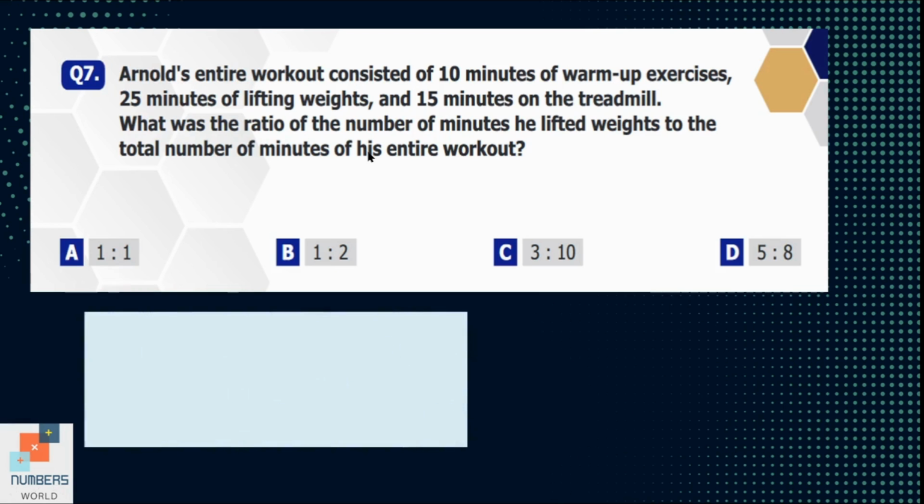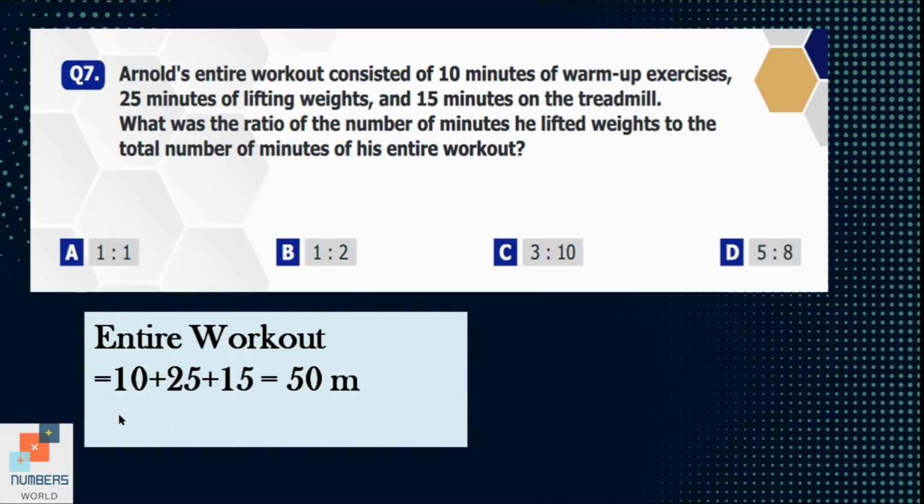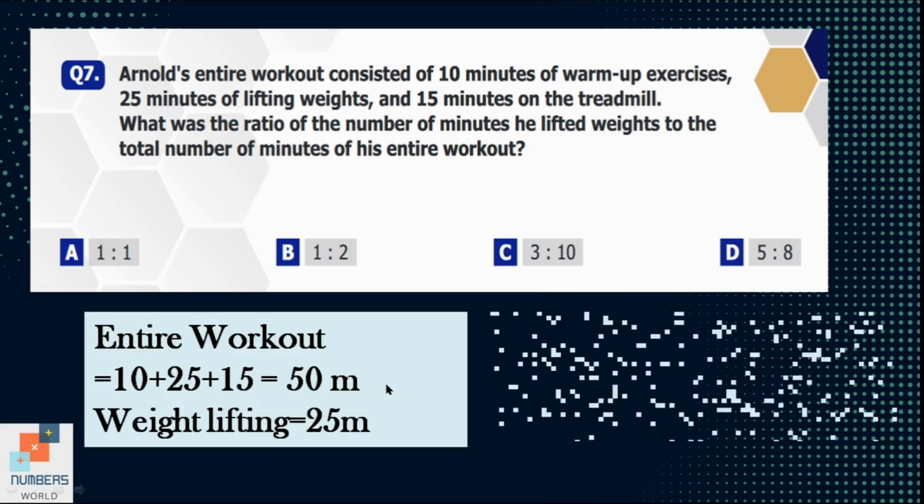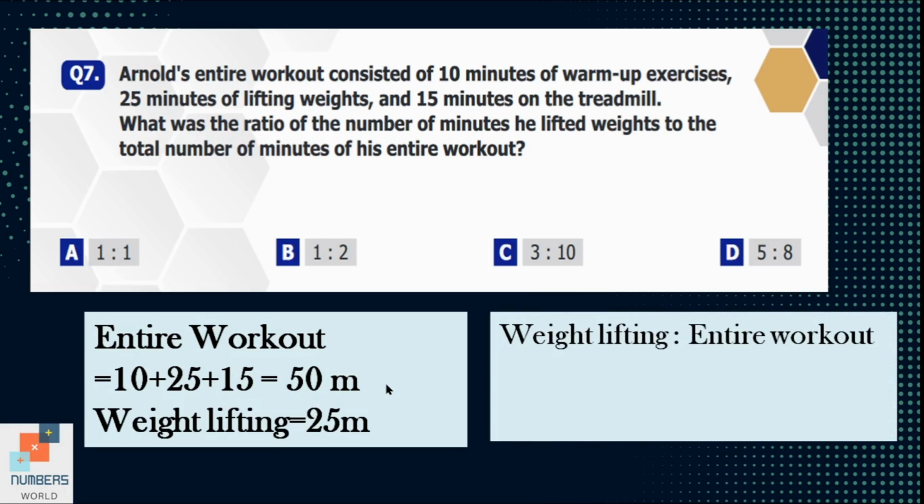So first of all, we are going to calculate the total time which he spent on his entire workout. That is equal to 50 minutes. And he spent 25 minutes on weightlifting. So let's find out the ratio of weightlifting to entire workout, which is 25:50. After simplifying it, we get 1:2. So option B is our correct option.